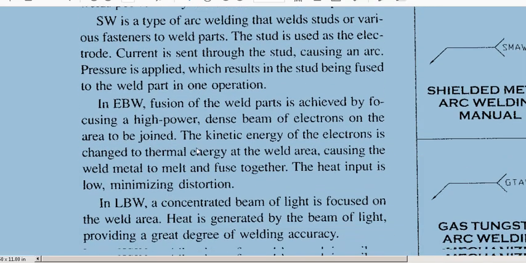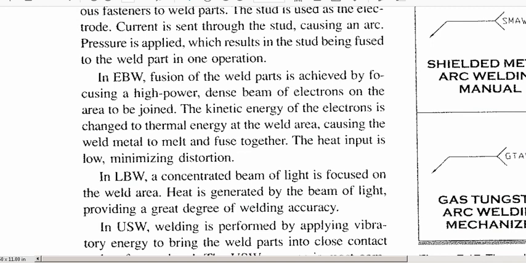All right, electron beam welding. This one's really cool, and you can always Google or YouTube it if you want to see how it occurs. A high-powered, dense beam of electrons is used, and the energy of the electrons is changed to thermal energy at the weld area, causing the metal to melt and fuse together. One application of electron beam technology is metal 3D printing. We can use metal powder, hit it with a high energy beam, and fuse the powder together to form an object. Metal printers can use this technology very effectively.